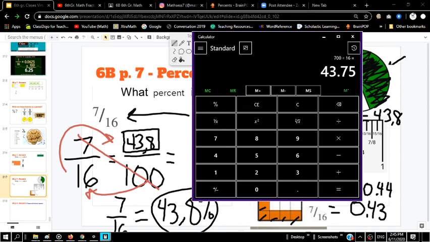So we're going to continue understanding this concept of percents as we continue with the rest of June and the rest of 6th grade math.